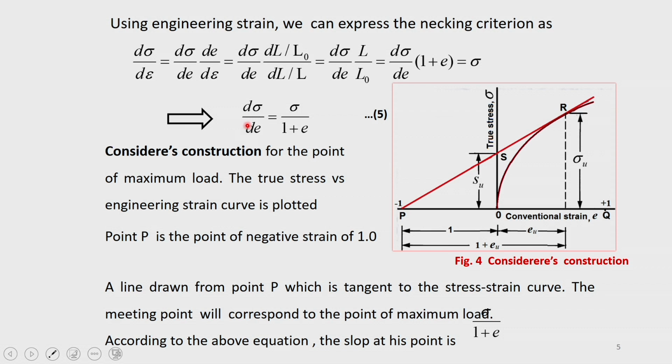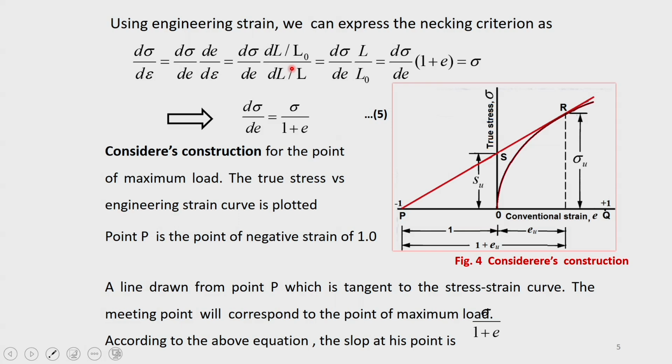If you find out, as per this relationship, d sigma by d epsilon is equal to d sigma by dE into dE by d epsilon. So, we can write it as d sigma by dE into dE, where dE is equal to dl by L naught and d epsilon is equal to dl by L. So, we get L by L naught into d sigma by dE. From this it implies that d sigma by dE is equal to sigma by 1 plus E.